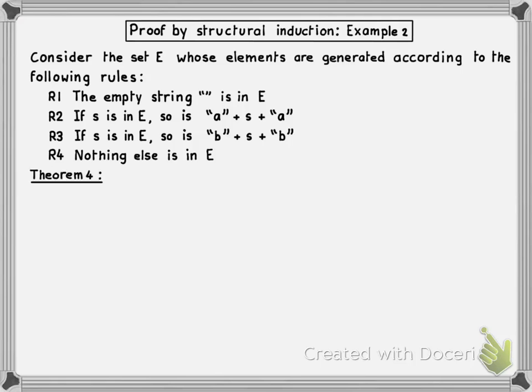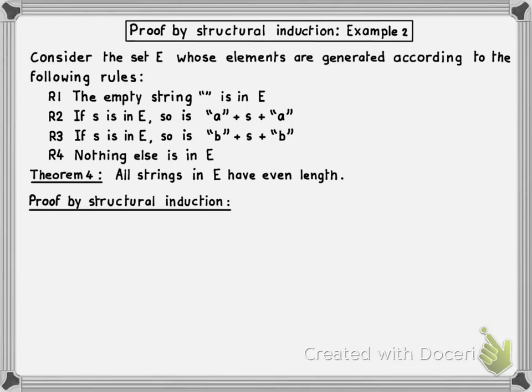Theorem 4 states that all the strings in E have even length, where the length of a string is simply the number of characters in the string. So what this theorem says is that all of these lengths are even integers. So let's write a proof by structural induction of this property.